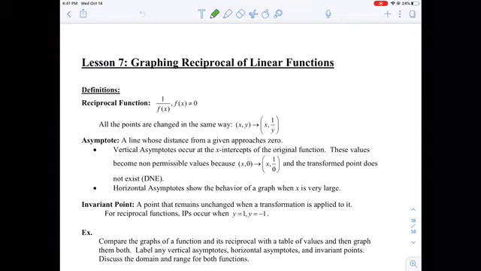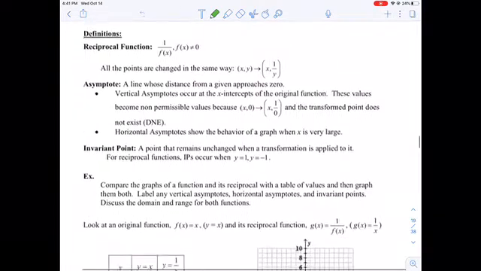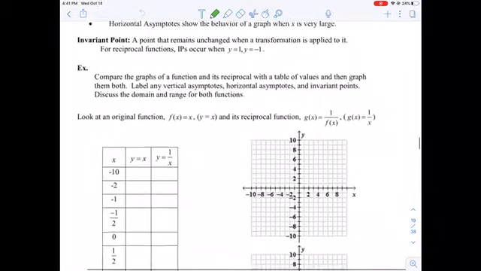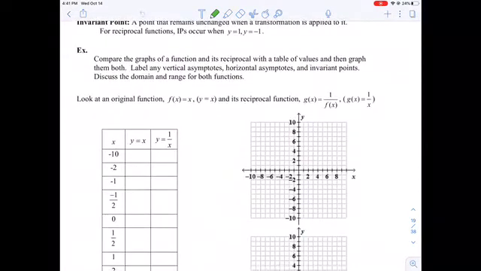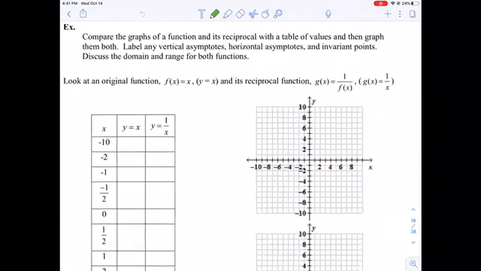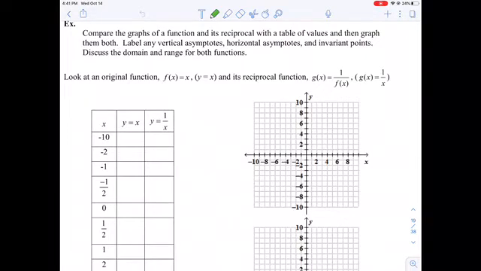Okay, I'd like to start lesson 7, graphing reciprocal of linear functions, by looking at the function y equals x. So what we're going to do is we've got a table of values here, and of course this is our function y equals f of x, and the reciprocal we know from grade 7, 8, 9 when we started doing division of fractions, right?